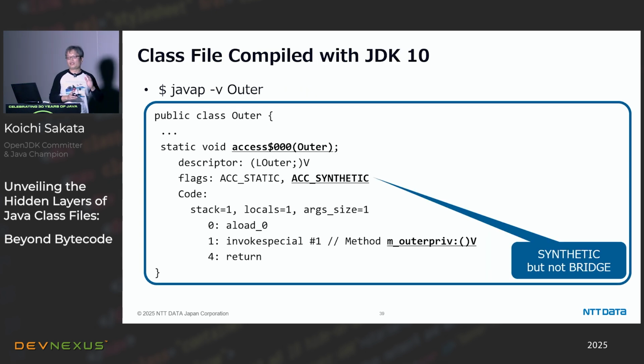Next, we run javap for the outer class. The method is created by the compiler, so this is a synthetic method. It uses invokespecial to call the private method. Note, it is not a bridge method. A bridge method is derived from a source code definition. This is not the case.